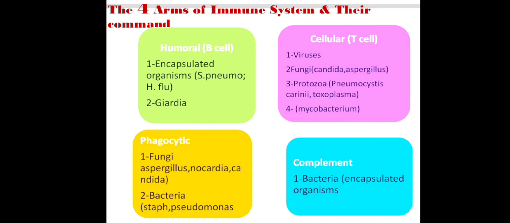And about the cellular immune system, T cells are involved. They act against viruses, fungi, protozoa, and mycobacteria. Phagocytes are nothing but neutrophils. They mainly act against fungus and bacteria like staph and pseudomonas. Complement system, they mainly act against bacteria. They have little role in other virus and fungus.